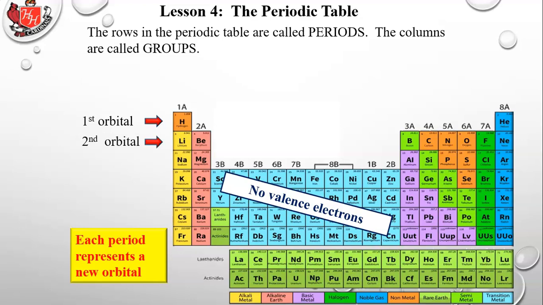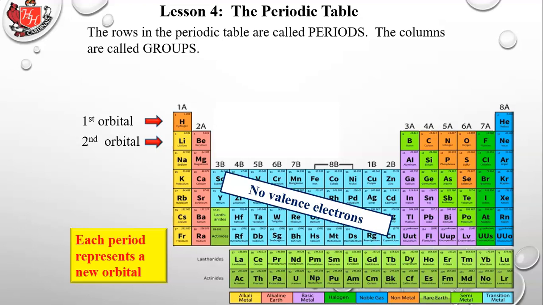When we go down to the second row, that represents a second orbital. So those elements from lithium on the left over to neon on the right of the second row also have a first orbital with 2 electrons. They filled that first orbital up and now the electrons are going to go out to the second orbital. Lithium has 3 protons in the nucleus and 3 electrons. 2 of them are in the first orbital and 1 of them is in the new second orbital. Beryllium, same thing. It's the 4th element, has 4 protons, 4 electrons.